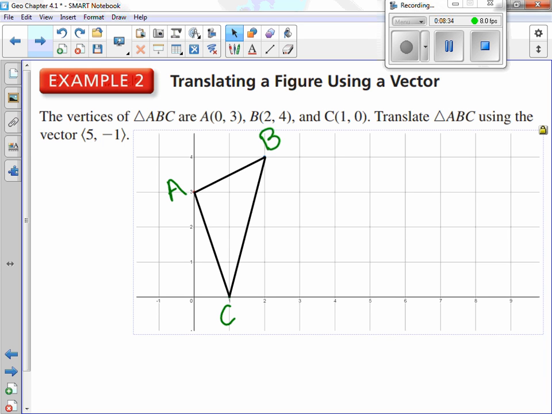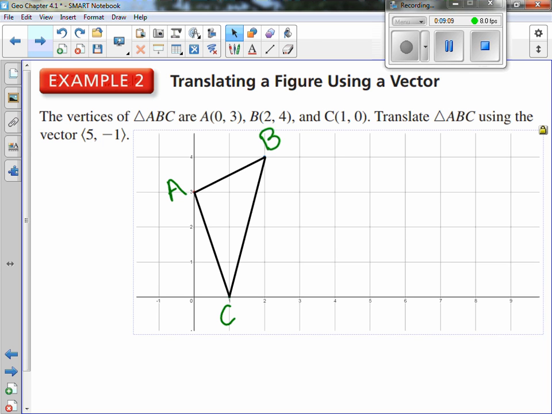Along the vector (5, -1), yes? Because it's being moved along that, right? Well, the 5 is telling me what? To the left or to the right? And the -1 is telling me up or down, yes? Since the 5 is positive, it means it's moving 5 units to the right. And the -1 is telling me it's moving 1 unit down. So each and every single one of these points are going to move 5 to the right and down 1.